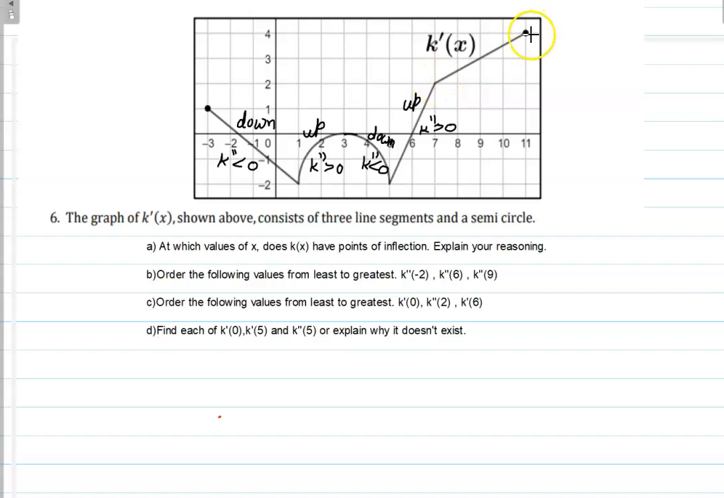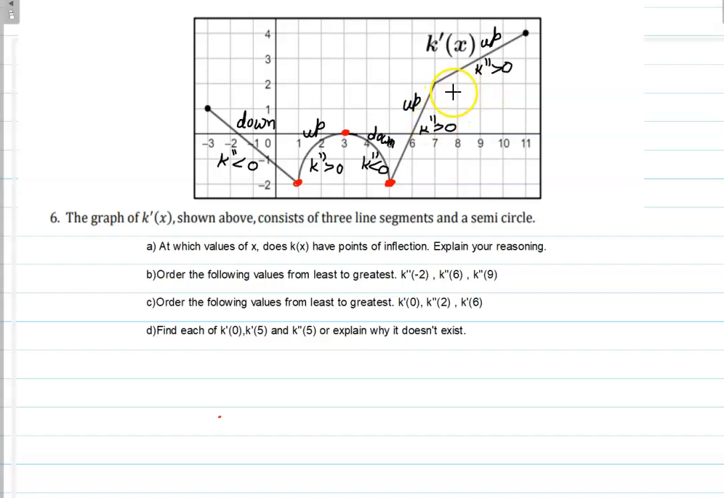Again, from 7 to 11, this graph is increasing, so its slope would be positive, which means the second derivative is going to be positive. So this is going to be concave up on this interval as well. The concavity is changing from down to up at 1, from concave up to concave down at 3, then again from concave down to up at 5. At 7, concavity is not changing.